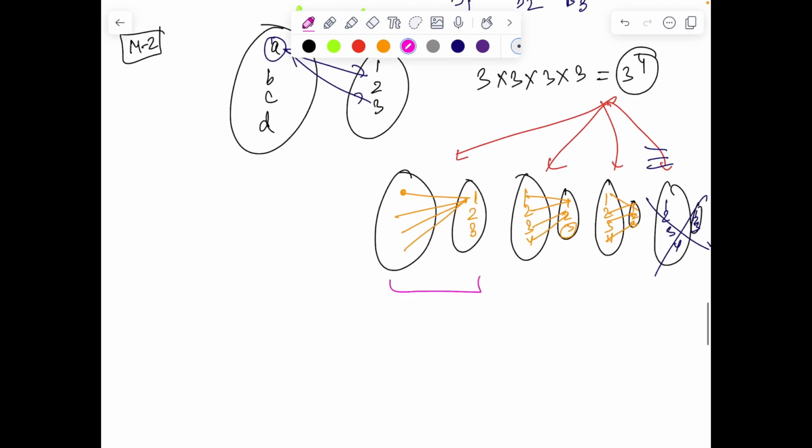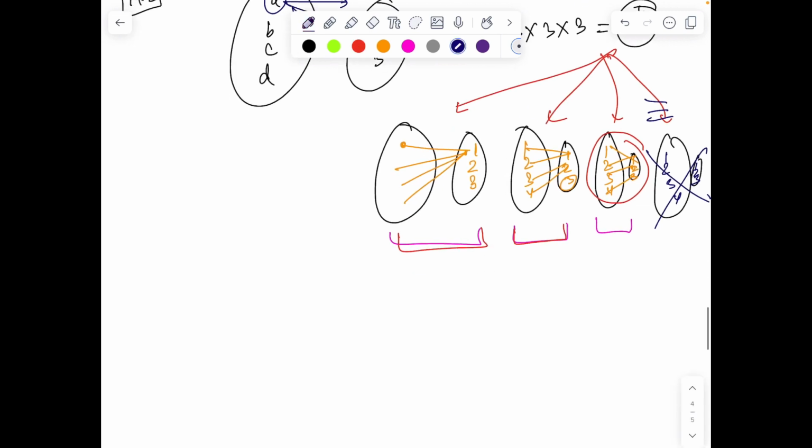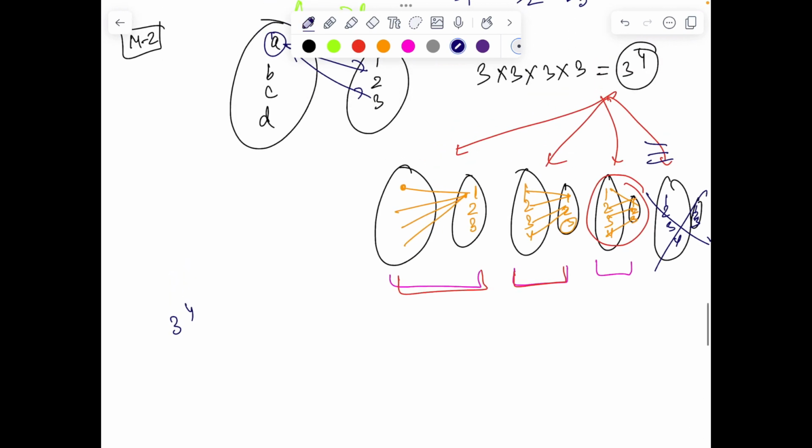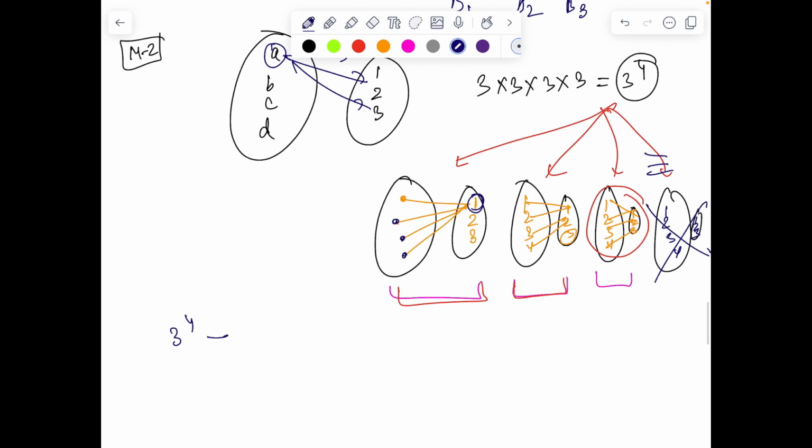Okay. So now look, when we have taken 3 to the power 4, it already counts this many functions, and this many, and this many. So if I have to count the number of onto functions where all three are mapped, I have to subtract the first variety and the second variety. So let's try to do that. Okay, so 3 to the power 4 minus, let's take away all the functions of the first variety where they are mapped to 1 element.